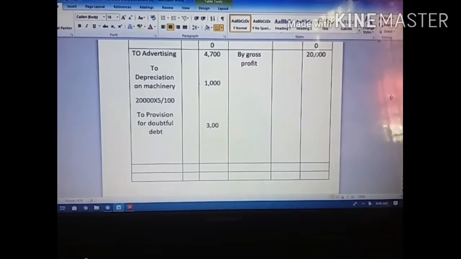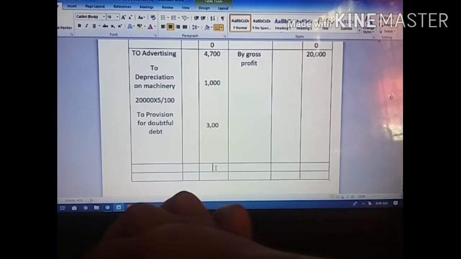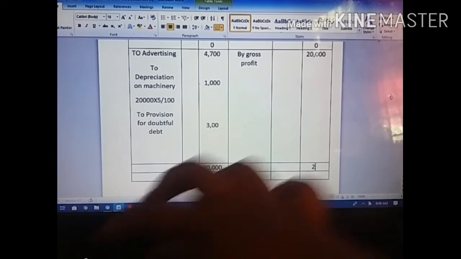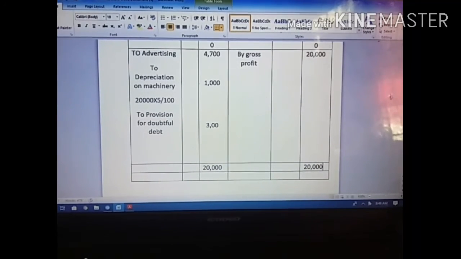So we enter all the amounts in the P&L. So in the P&L, 20,000 on the credit side, and on the debit side only 6,000. So 20,000 minus 6,000 we will get 14,000. So 14,000 is the net profit. The highest value is 20,000, so I have to write 20,000 on both sides. 20,000 minus 6,000, 14,000.